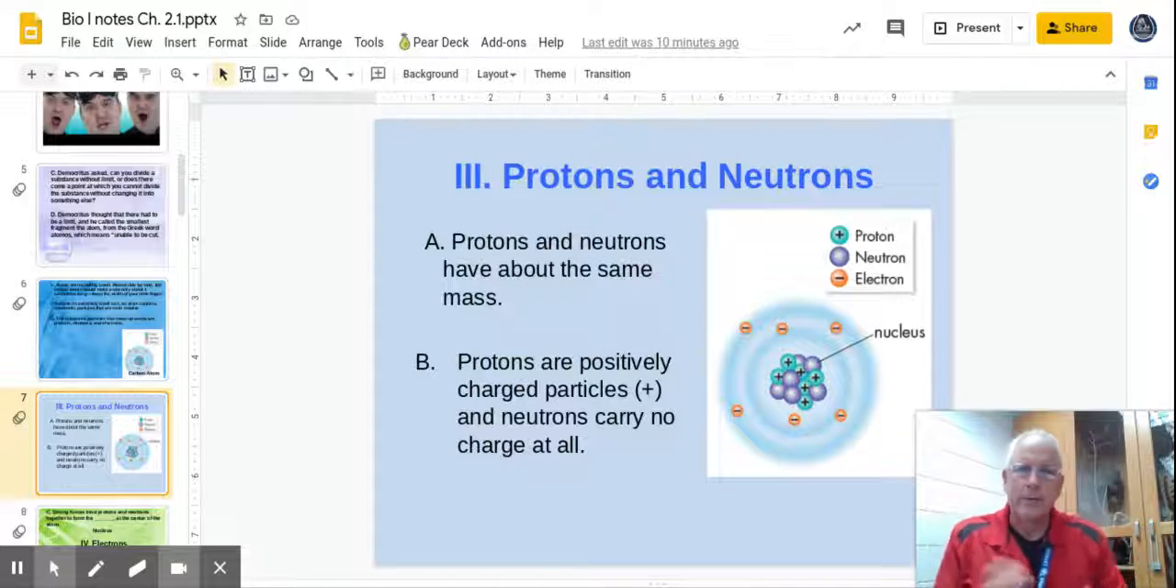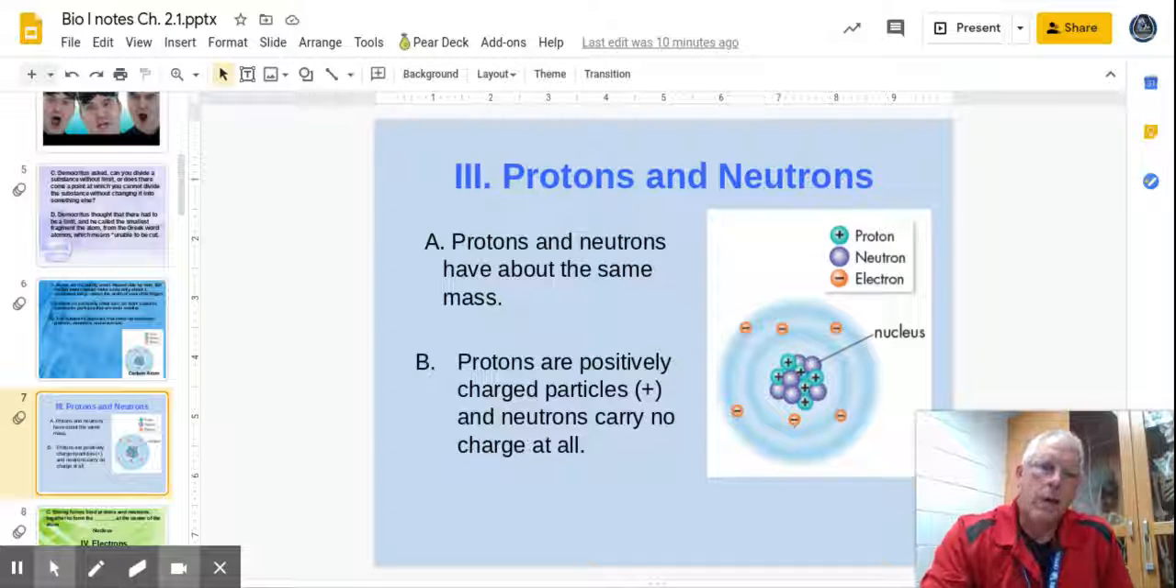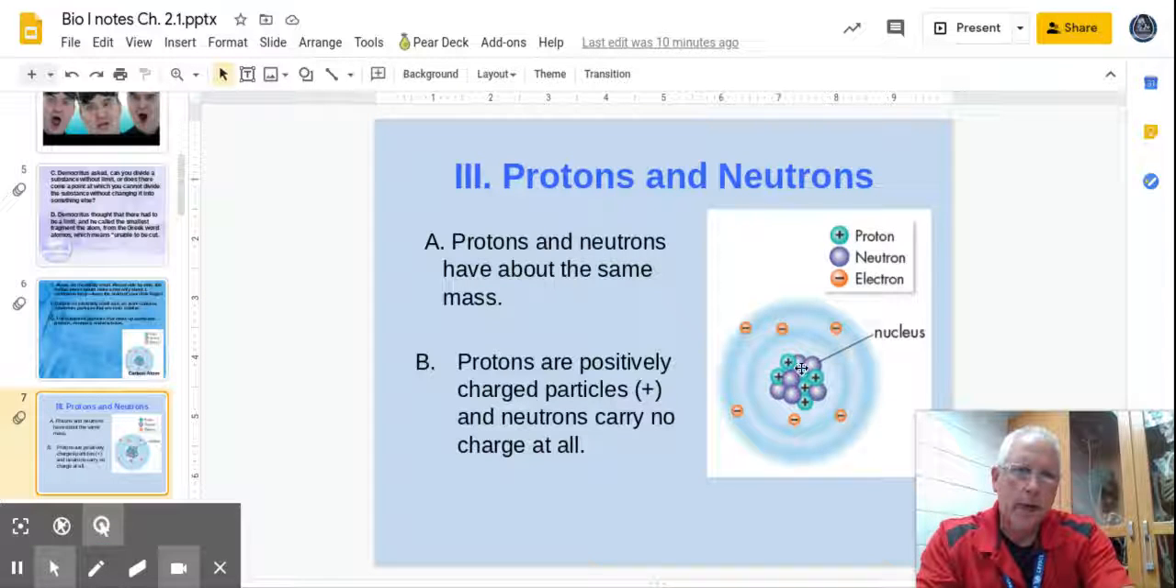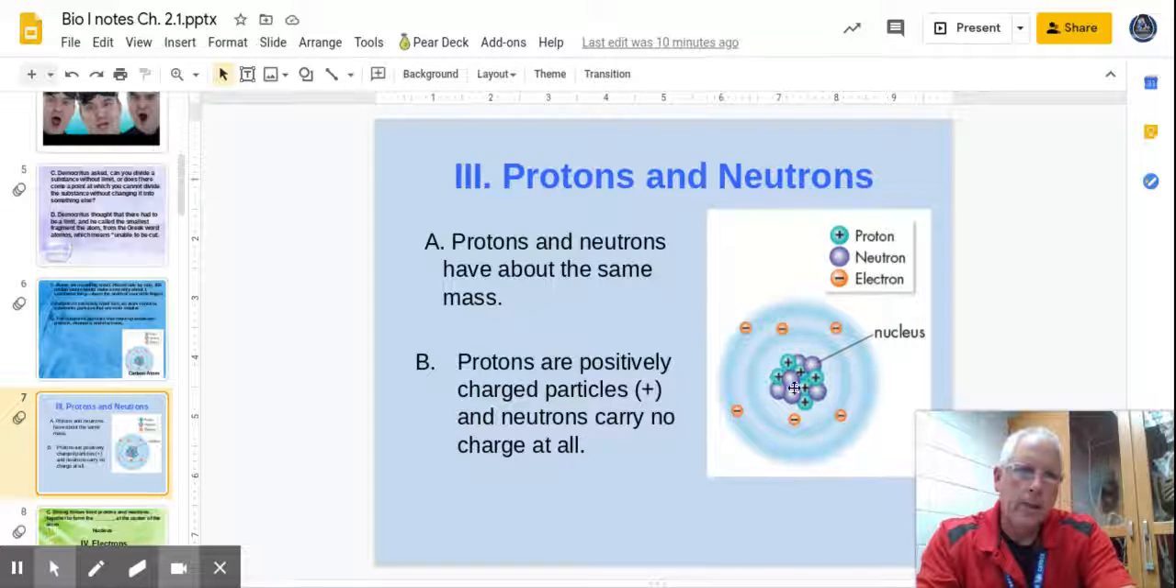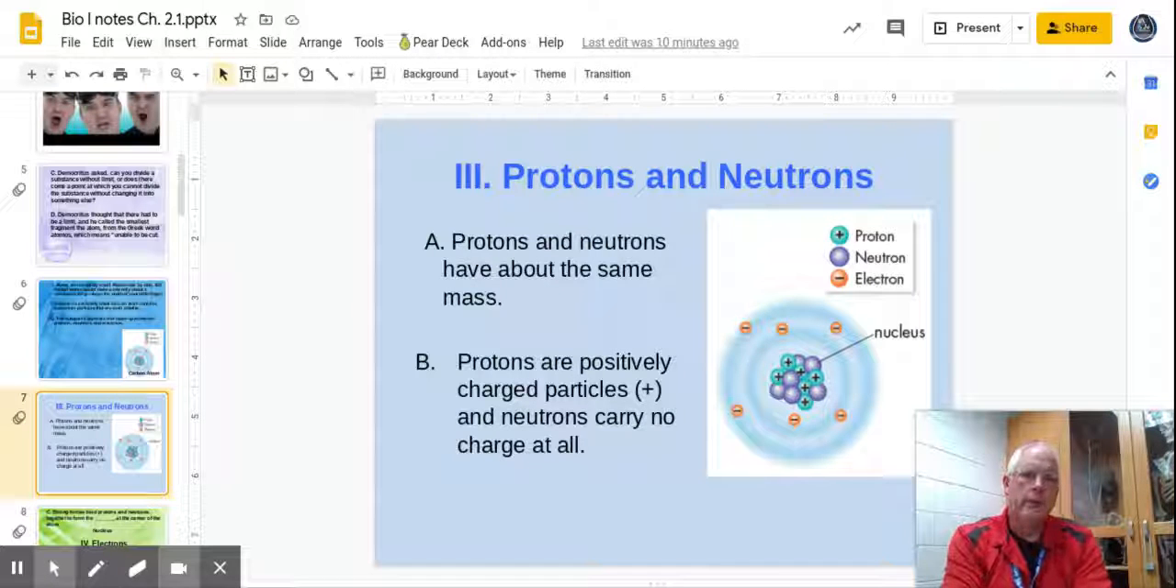Obviously, there's differences. A chemistry teacher would probably cringe at that statement, but when you draw them, you'll notice we draw them pretty much about the same size. That way, it represents that. And that protons have a positive charge, neutrons have no charge, they're neutral, and obviously electrons have a negative charge.